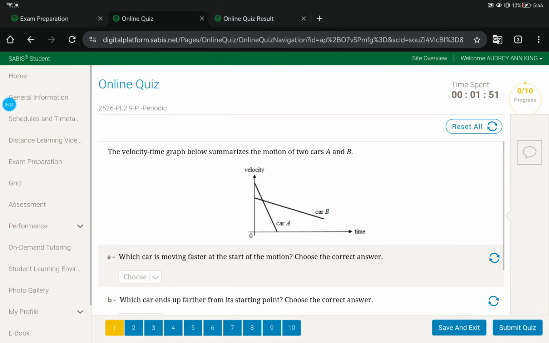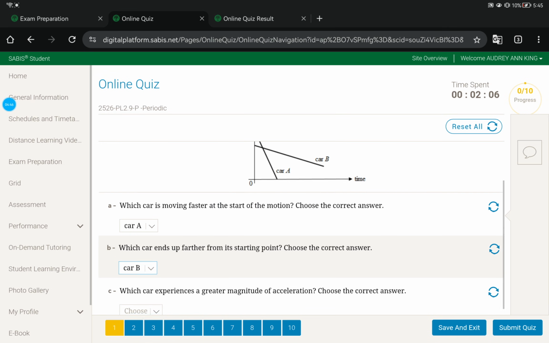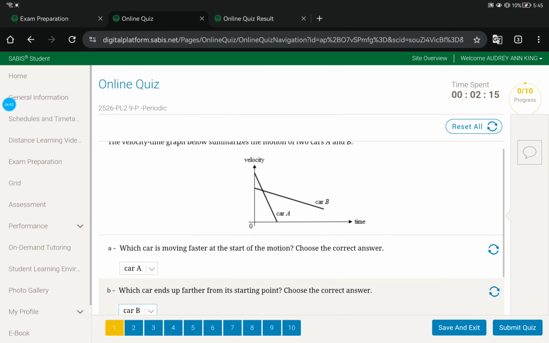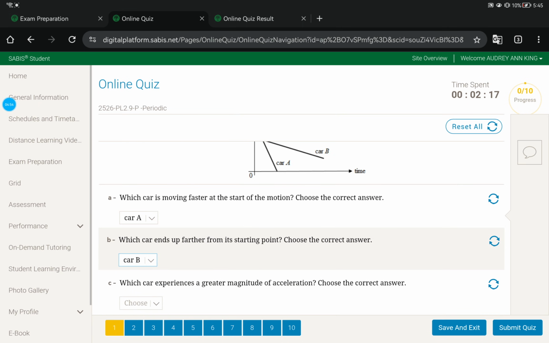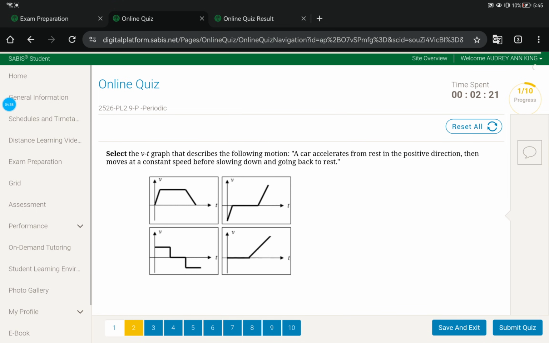2.9 to 2.10, which car is moving faster at the start of motion? It is car A because it is higher on the graph, looking at the velocity side, it's higher. Which car ends up farther from its starting point? Car B. Which car experiences a greater magnitude of acceleration? Car A, because again it's higher on the velocity point. And for part B also, you just have to read the graph for this one.